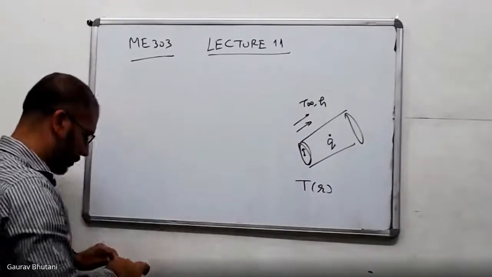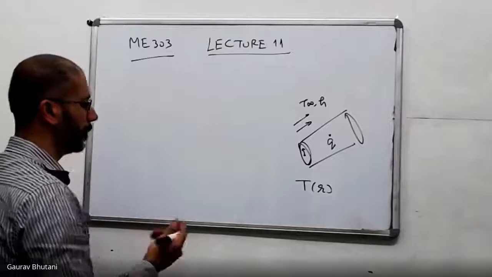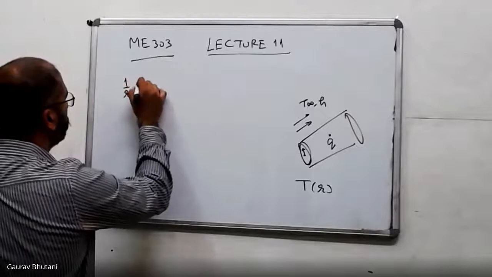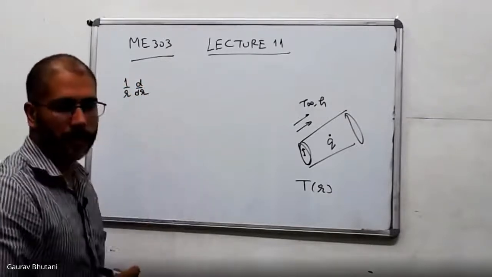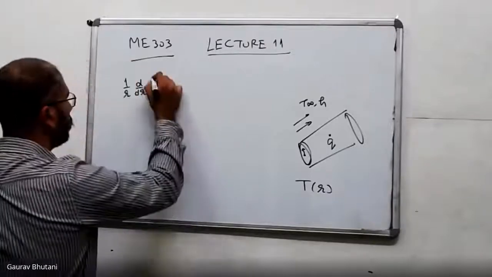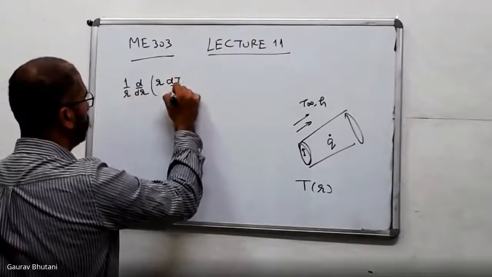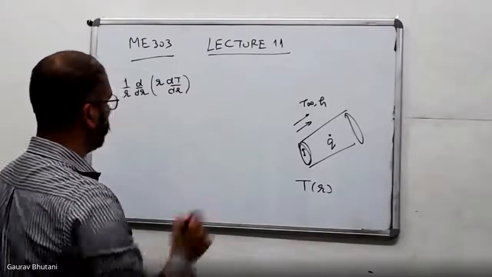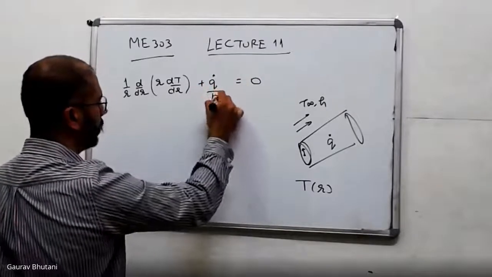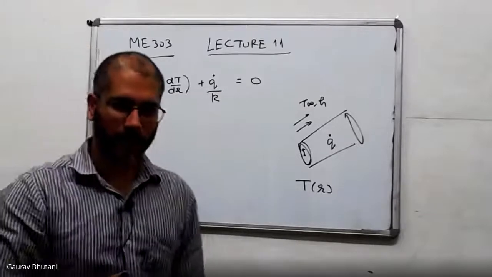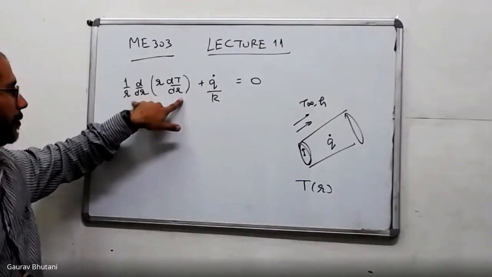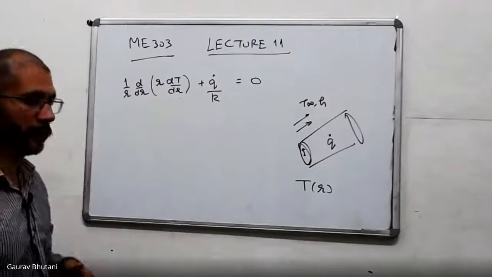So the equation, if you remember the heat equation for cylindrical coordinates, what we got was 1 by R. We are writing d by dr because the temperature is only a function of R, so it's an ODE. And then we have R dT by dr. So earlier this was equal to 0, but now we also have a heat generation term. So it's Q dot by K that gets added to it. Okay, so we have done that in the past, except that now we have this term instead of d2T by dx2.